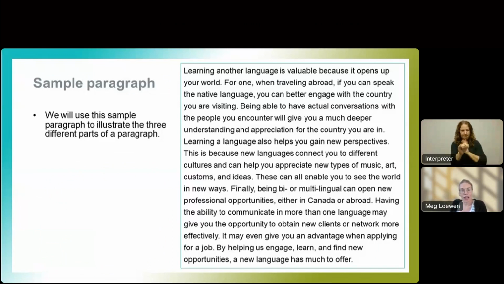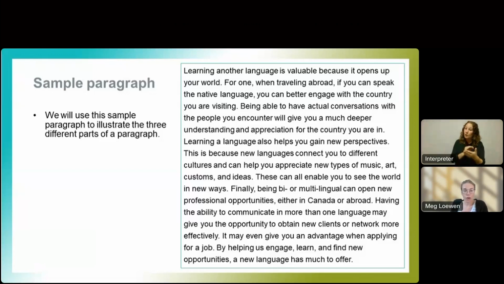So here we go. Learning another language is valuable because it opens up your world. For one, when traveling abroad, if you can speak the native language, you can better engage with the country you are visiting. Being able to have actual conversations with the people you encounter will give you a much deeper understanding and appreciation for the country you're in.